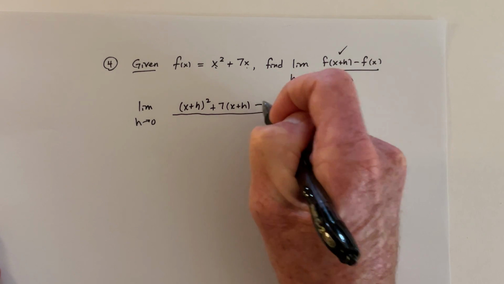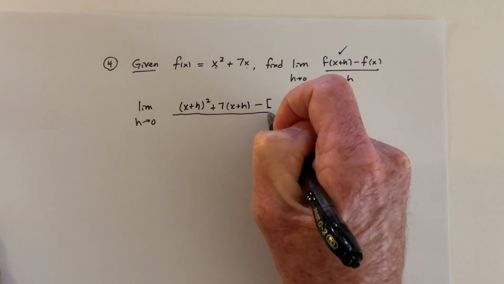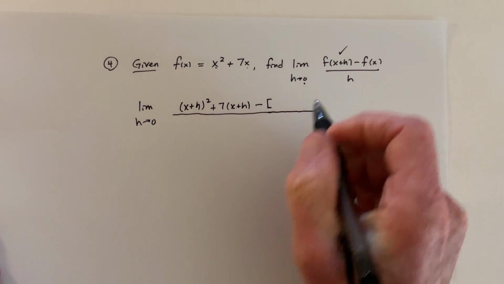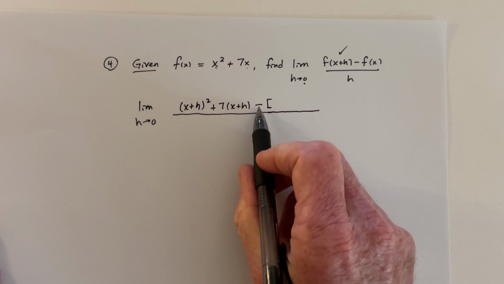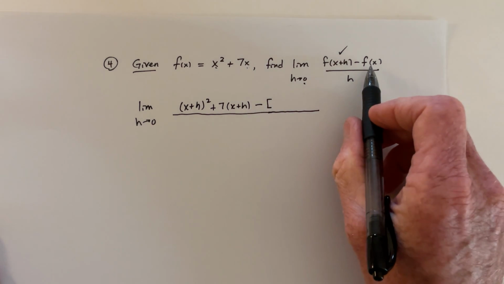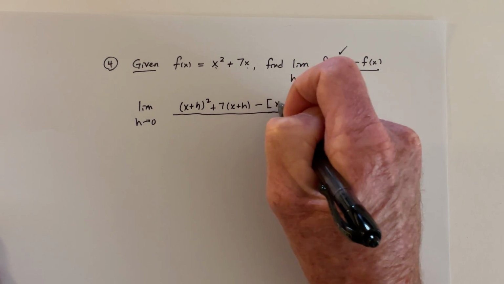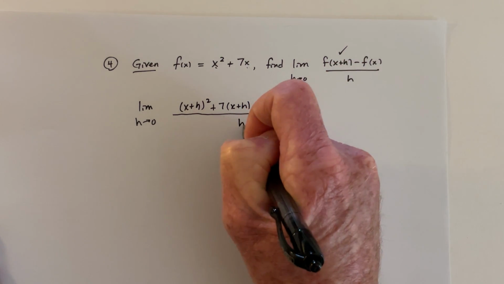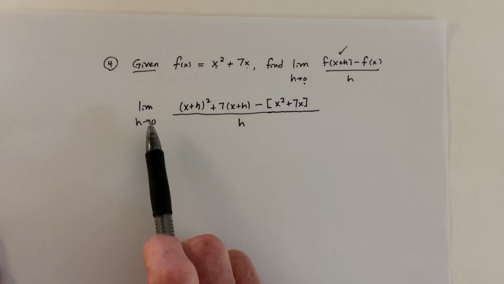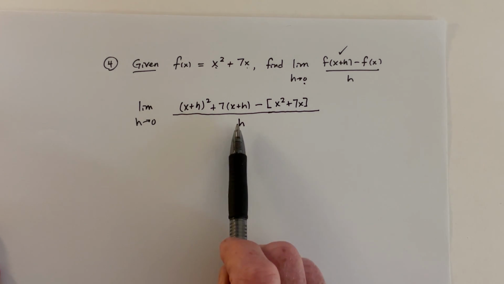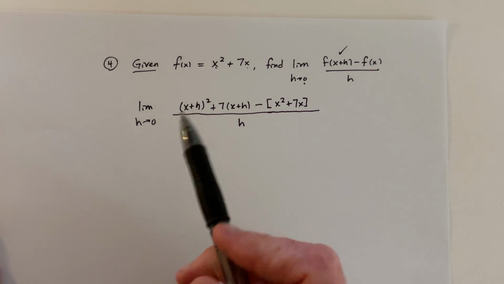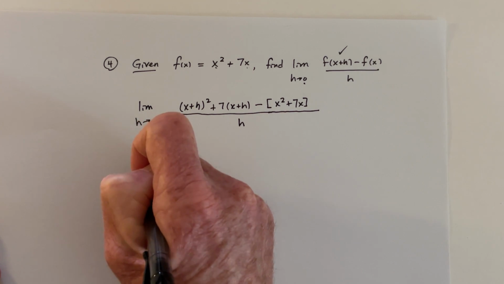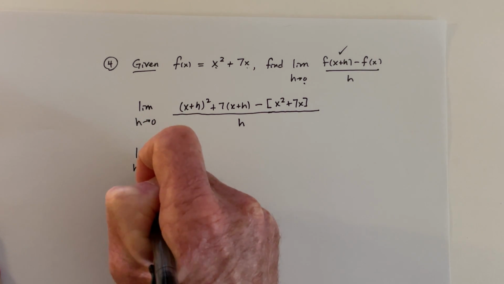Now I need minus, and I should put it in parentheses or brackets because everything after this, the negative applies to it. And then you just put the f of x: x squared plus 7x. And then it's divided by h. Now since h is becoming 0, this causes division by 0, so this has to be canceled. So we now need to do algebra. So square this. So I still need to write down the limit as h goes to 0.